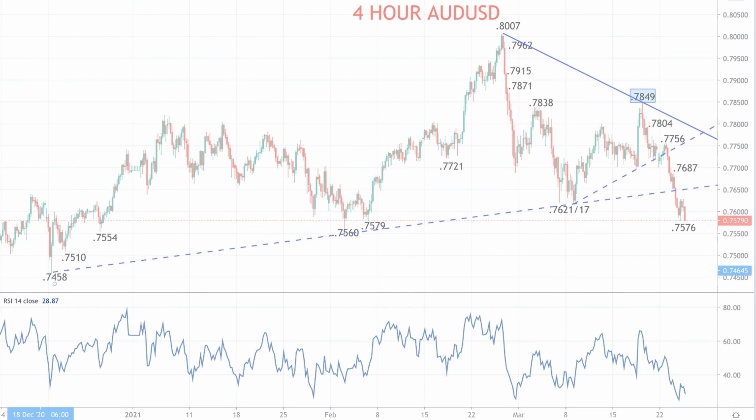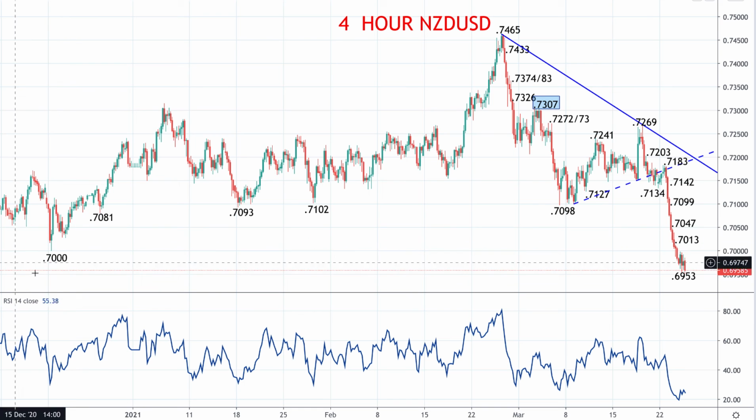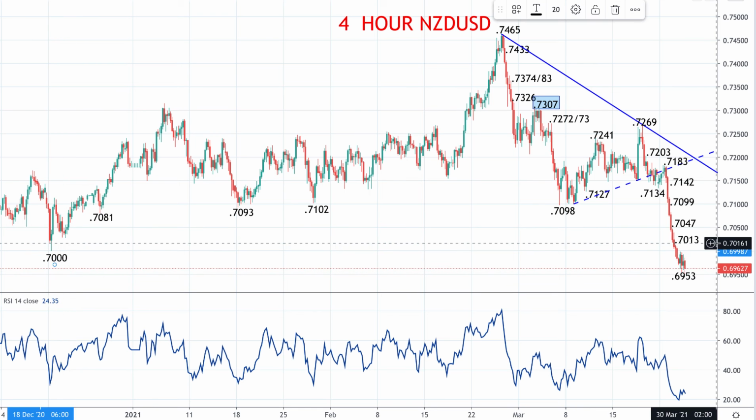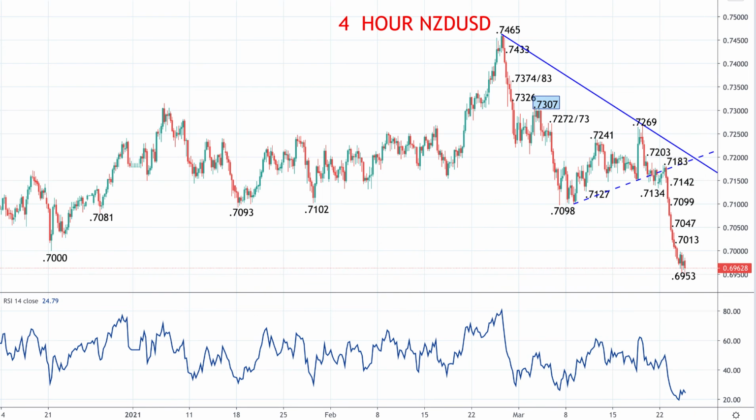And same story for Kiwi. A really aggressive plunge through psychological and chart support at 70.00 in the past 24 to 36 hours. A really aggressive sell-off this week, and that puts much deeper targets in play, maybe towards 66.65 into April. Short-term targets are down towards a 68 handle.